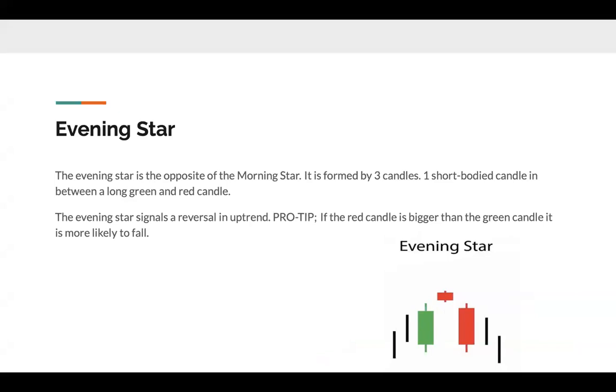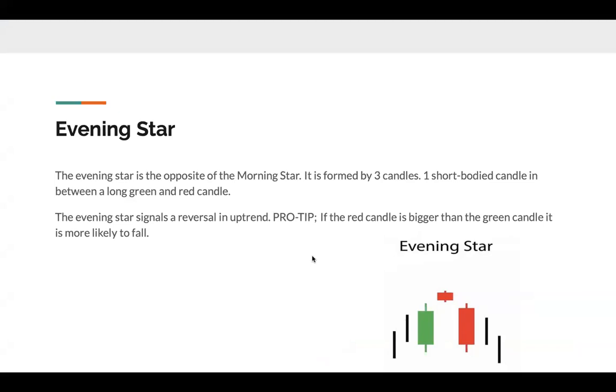The evening star is formed of 3 candles: one short body candle between a long green candle and a long red candle. Remember that the colors on these matter. So if you're in an evening star, you want the first candle to be green because obviously it has to be an uptrend. Then a short body, which will normally be a doji, and then the red body, and then price will continue to come down. The evening star signals a reversal in the uptrend.